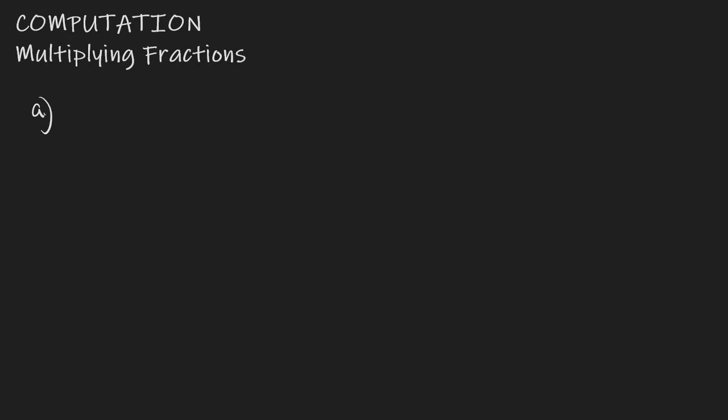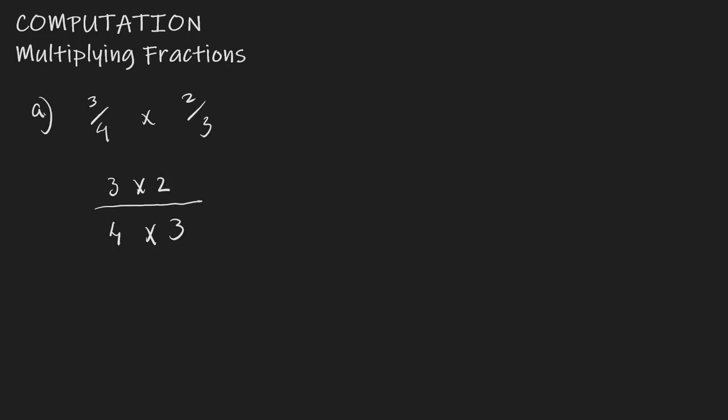In our first example, we will be multiplying 3/4 and 2/3. Multiplying fractions is as easy as multiplying the numerator, so we have 3 times 2, and multiplying the denominator, so we have 4 times 3. At this point, we shall simplify the fraction as much as possible by considering the highest common factor between numbers in the numerator and numbers in the denominator.